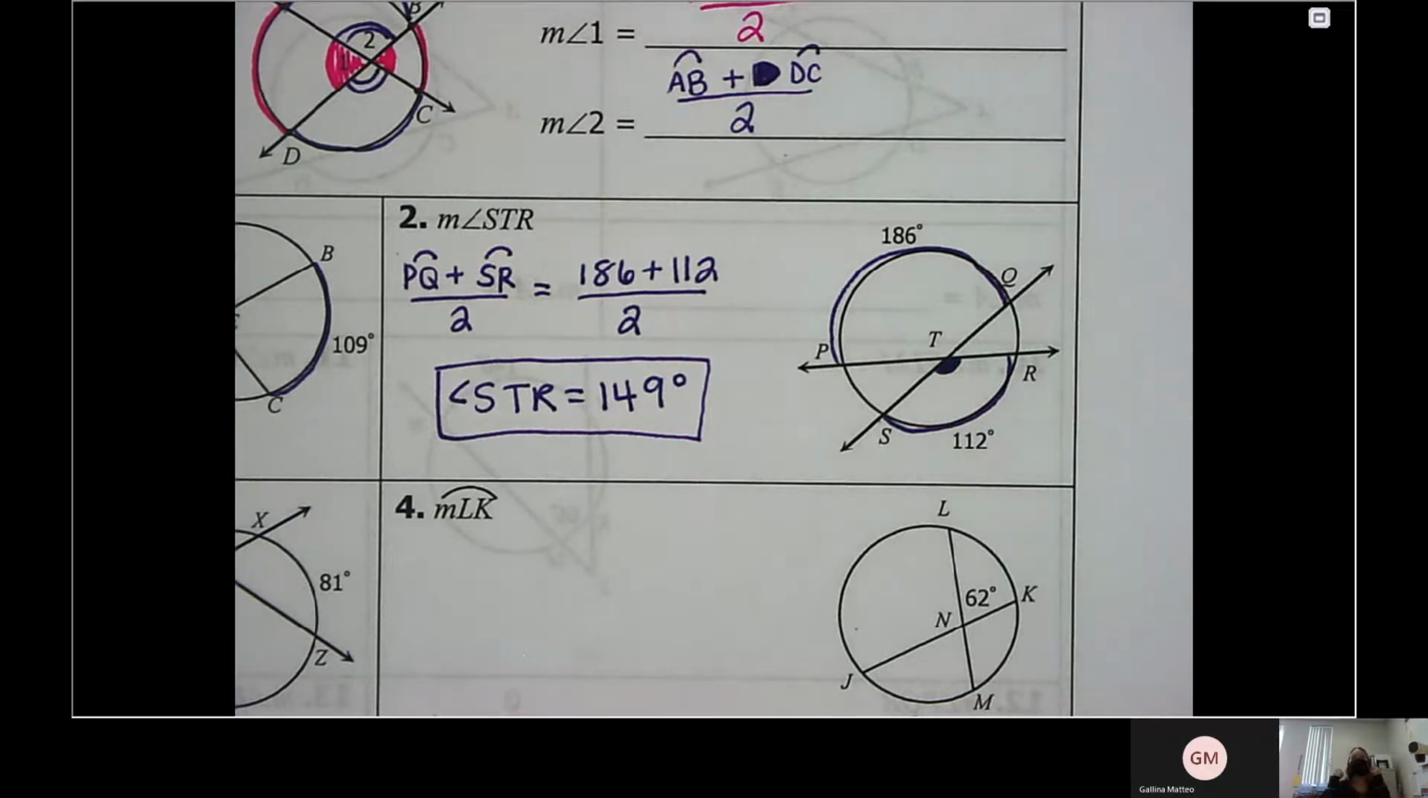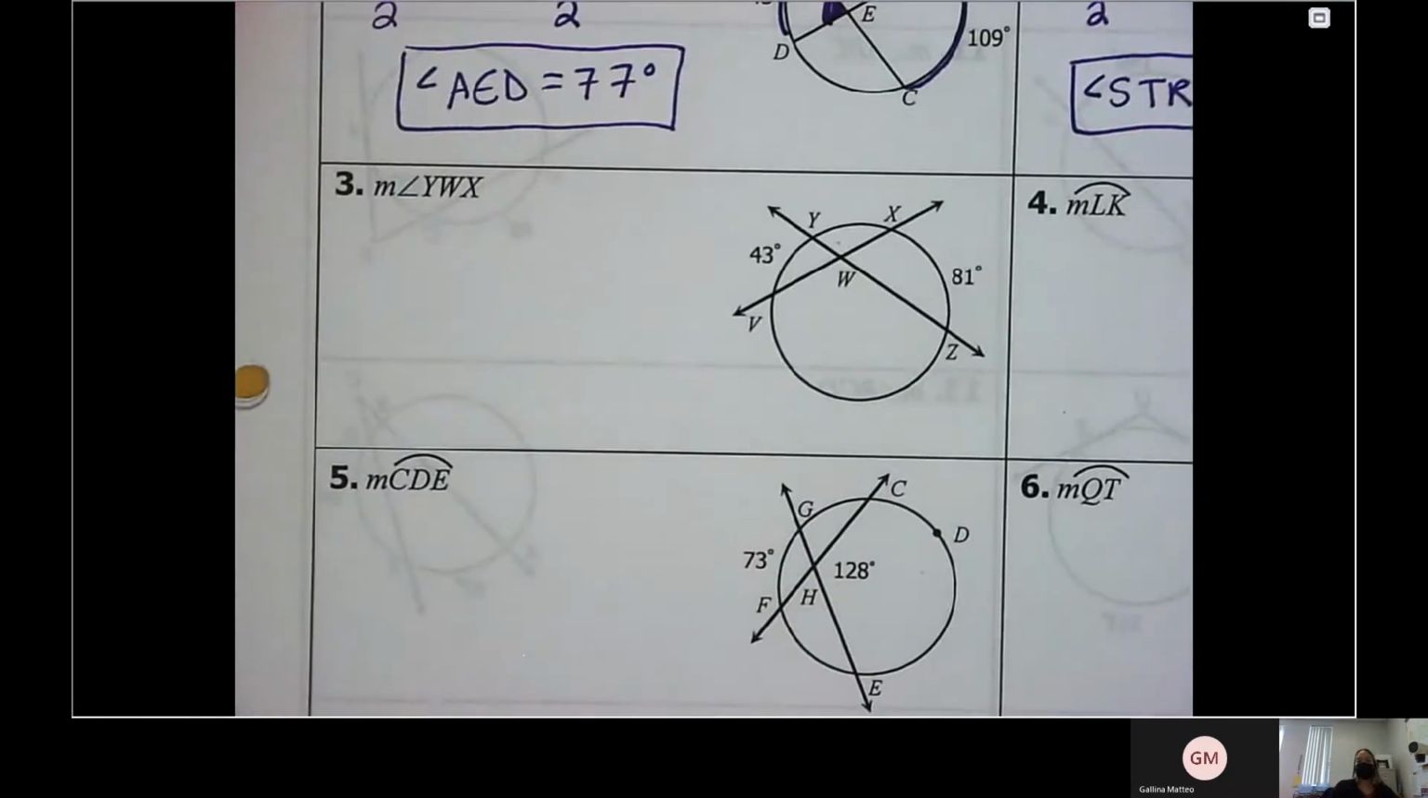All right, what'd you get? Katie got 149. Do we agree or disagree with her? Yep, beautiful. 149. So you add 186 plus 112, divide by 2. You get 149. Don't forget the degree symbol. That's it. Easy peasy. Arc plus arc divided by 2. All right, let's try the next one.